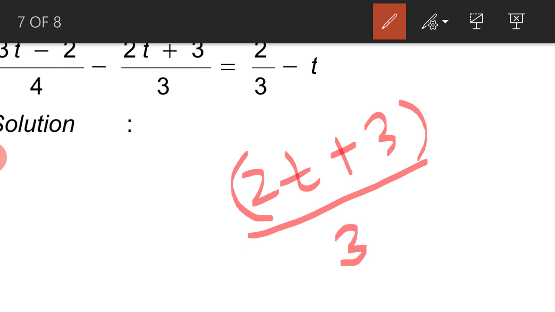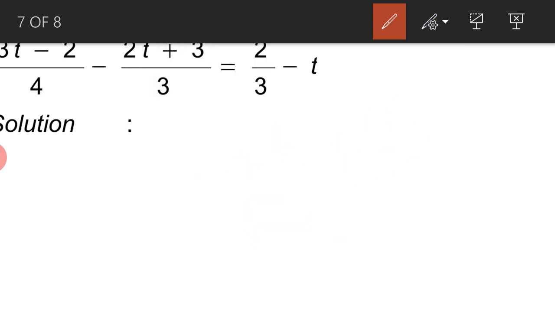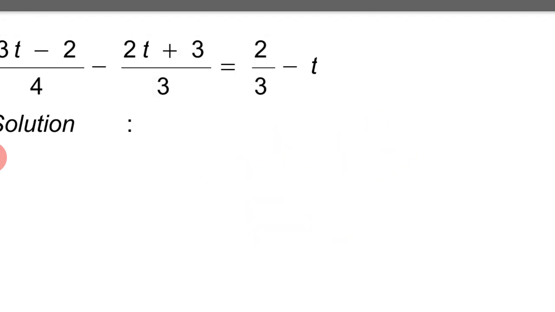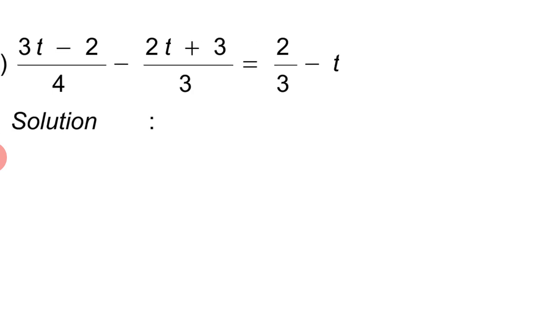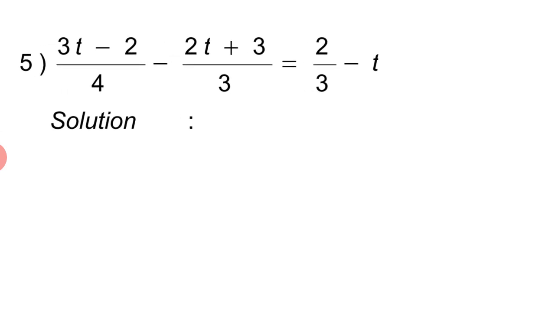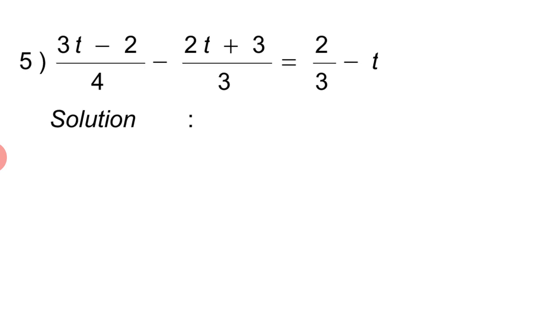Is it okay? So use of bracket in this particular problem is very important, and we are going to learn that use. So what is the problem, children? 3t minus 2, that is numerator is 3t minus 2 upon 4 minus 2t plus 3 upon 3 is equal to 2 by 3 minus t.